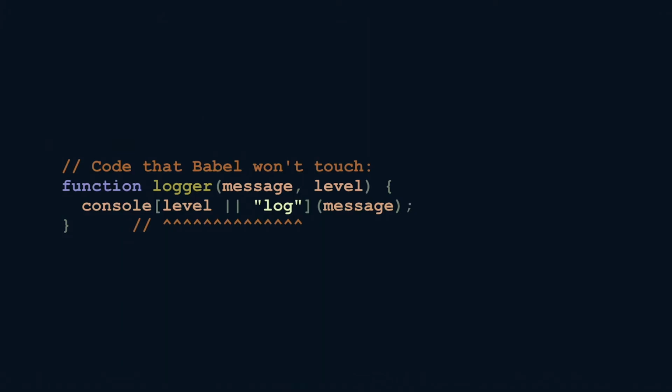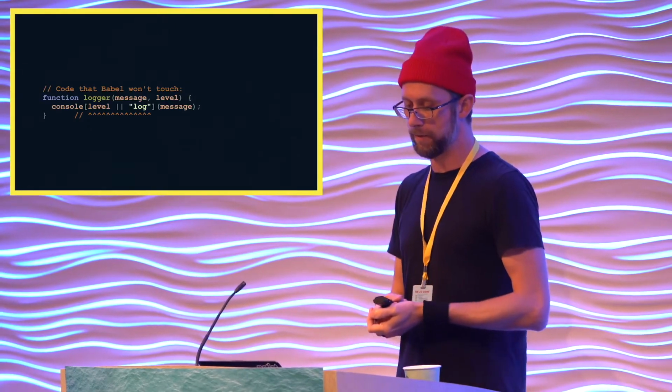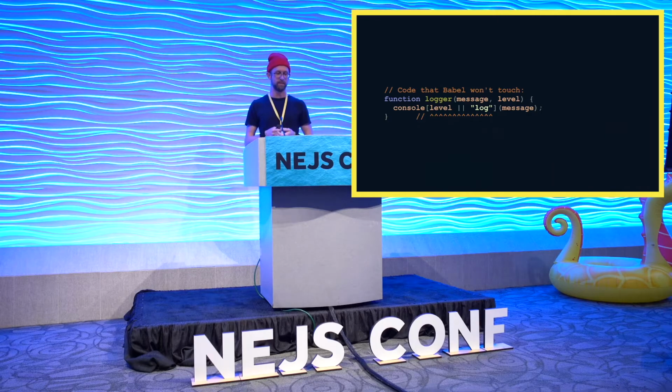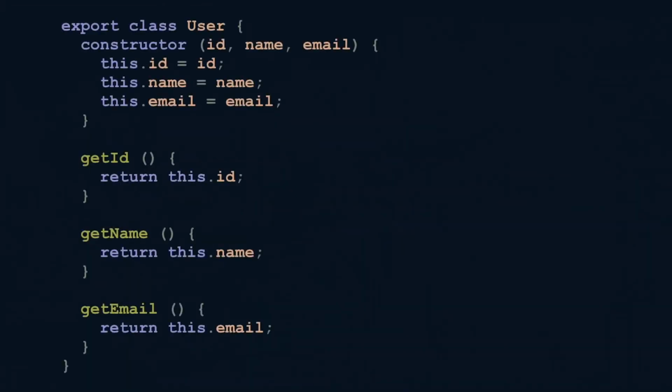When we want to assign a default to an optional parameter, we can perform a check where the left side of the OR is the parameter itself that's provided by the user, or by us rather, and the right side is the default. If the level parameter is omitted, the right side of the OR condition is used, and Babel will not touch this. It won't transform it. But that's not the only thing Babel transforms.